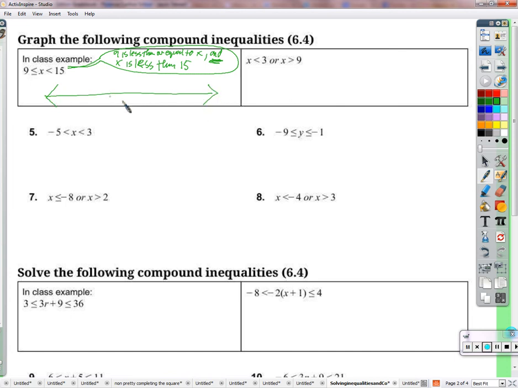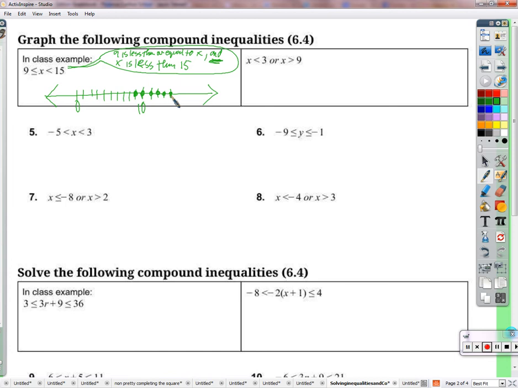Okay. So, let's put 0 further to the left, because we're working with 9 and 15. So we'll put 0 over here. So what is a number that X can be? Give me a specific example to start with. 10. X can be 10. What else could X be? 11. 12. 13. 14. Got 12, got 13, got 14.